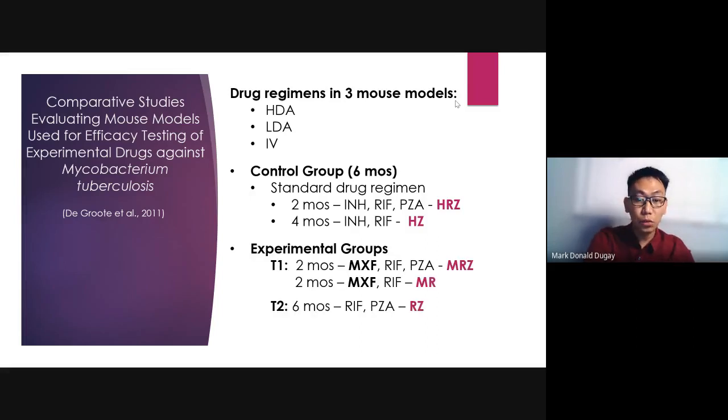The experimental groups considered two new drug regimens. The first experimental group, or treatment 1, used moxifloxacin or MXF instead of INH, plus RIF and PZA, forming the MRZ drug regimen for 2 months. The last 2 months is the combination of MXF and RIF, forming the MR drug regimen. And the second experimental group, or treatment 2, used the combination of RIF and PZA, forming the RZ drug regimen for 6 months.